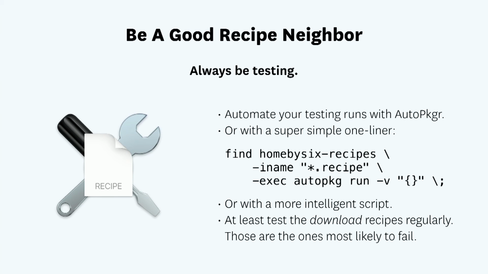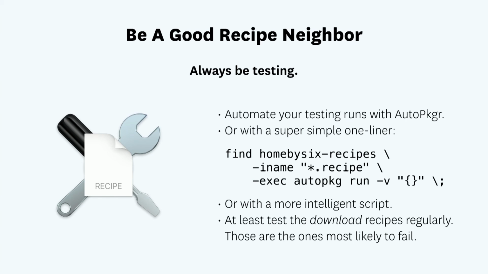If you have lots of recipes, at least test the download recipe, because that's the one that's most likely to fail. If the developer changes the layout of their website, URL text searcher is probably going to fail. If they change their versioning scheme, or their code signature verification, there's all kinds of things that could happen. And the download recipe is the one that's going to get the brunt of that. So at least test the download recipe.